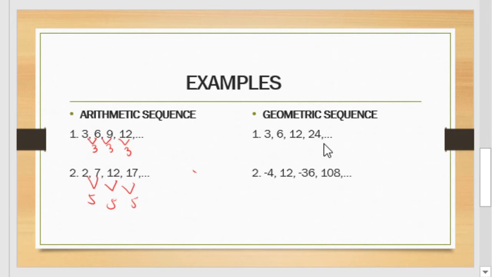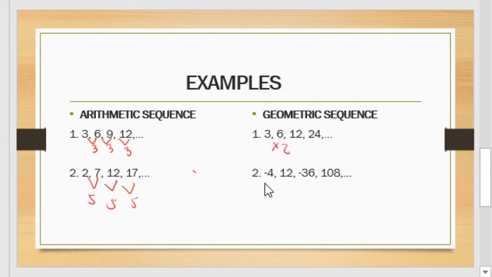So, you see, for the geometric sequence, what we do is multiply each preceding term in order to obtain the succeeding term. So that's the difference between arithmetic and geometric, because in geometric you multiply, while in arithmetic you add.